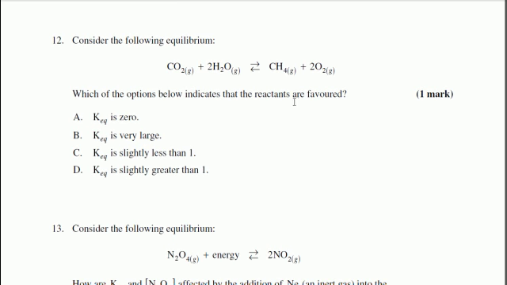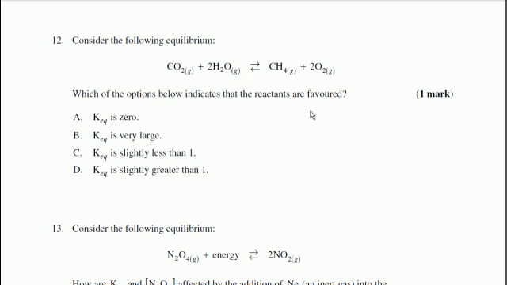Number 12. Consider the following equilibrium. Here we're given this combustion equation right here, and it says which of the options below indicates that the reactants are favored. Well, KEQ is 0. Well, that is an interesting answer. If KEQ is 0, then that means the reaction doesn't happen, so that there is no equilibrium. The reaction didn't go forward at all.